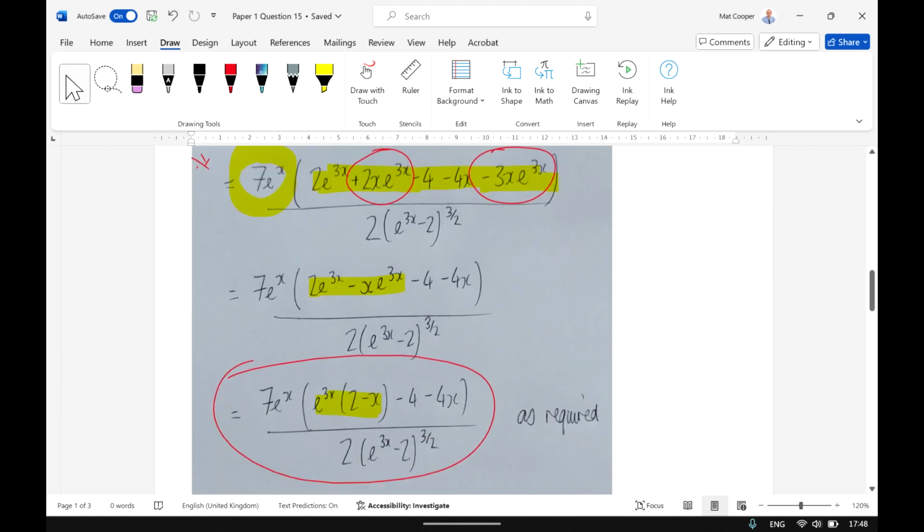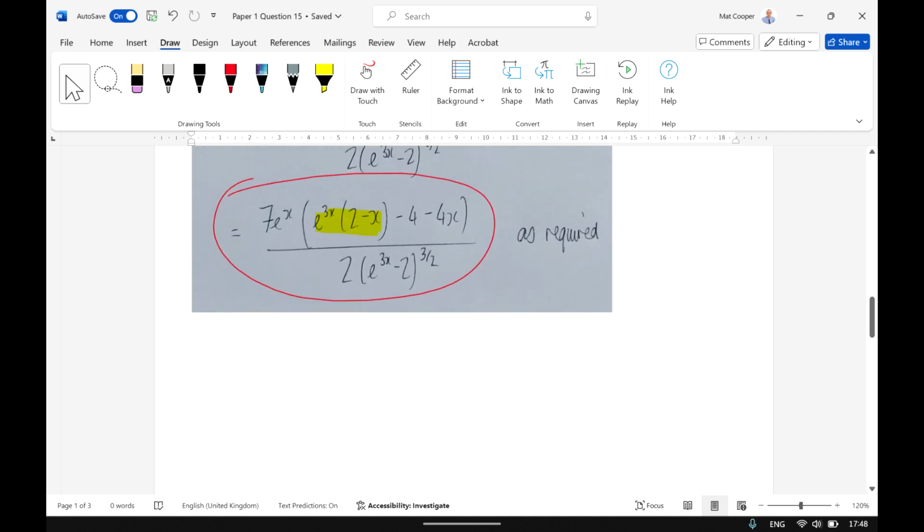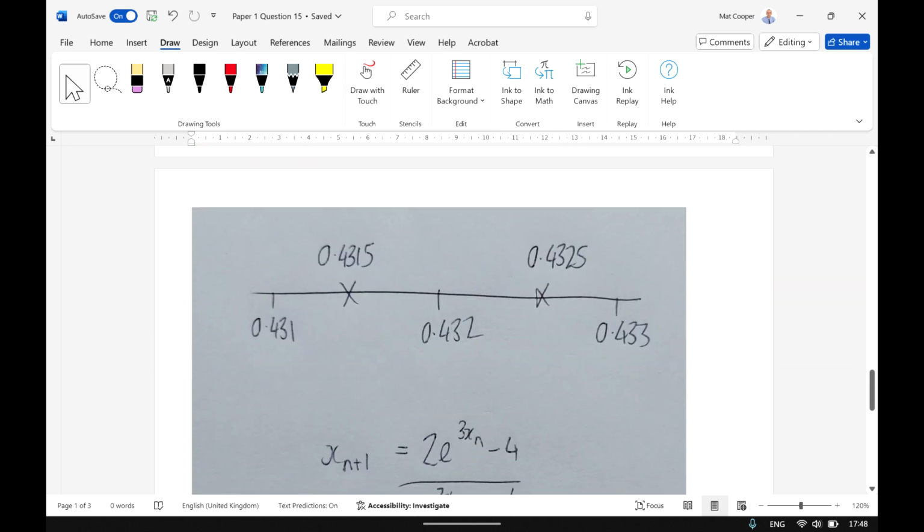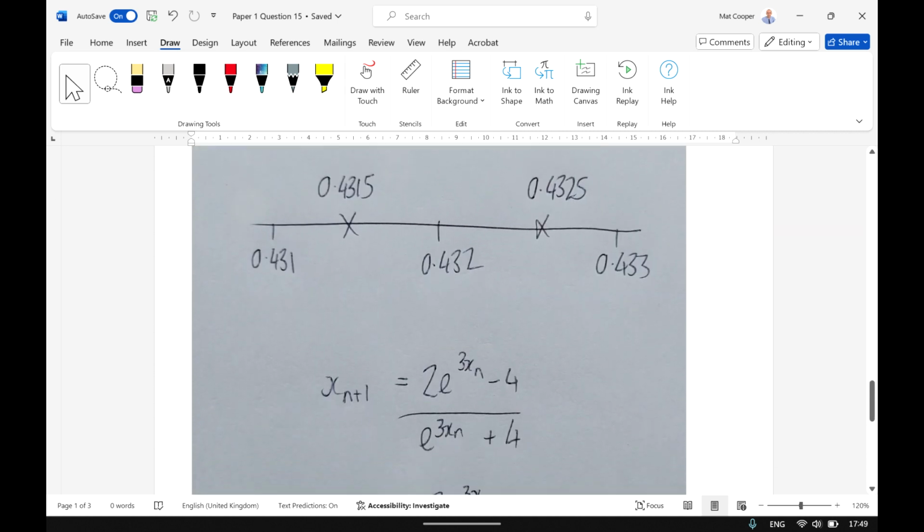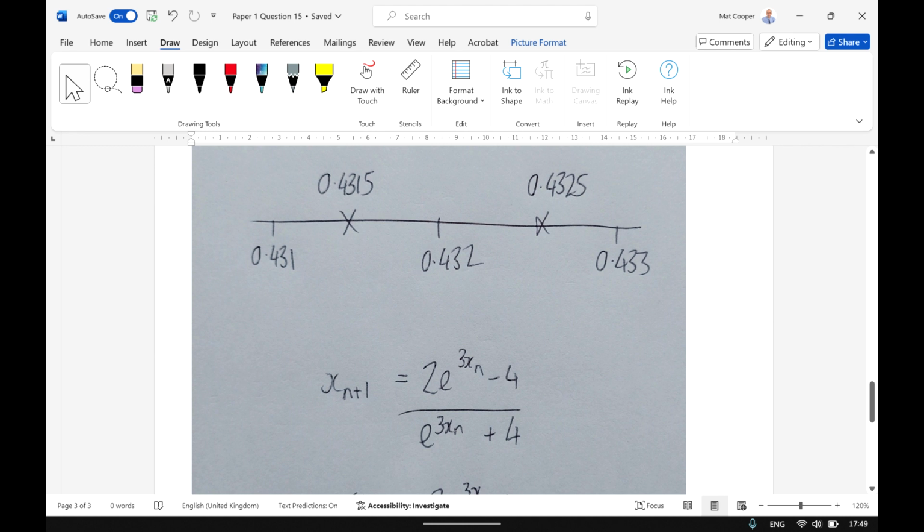I was asked about the final part. So, hang on, where's the final part? Here it is. Right. So for the final part, you've got to show that, this is the iteration equation, and you are asked to show that to 3 decimal places it's that. This is an error interval question. So the error interval for 0.432 to 3 decimal places is everything from that to that.